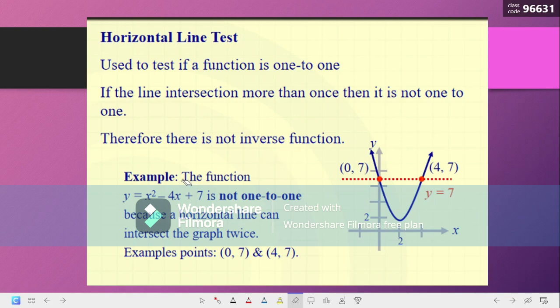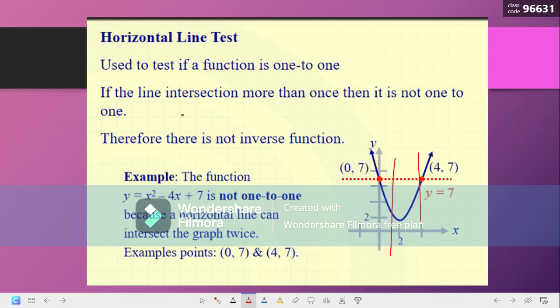Now, consider this example. The function y is equal to x squared minus 4x plus 7. Always remember that y is the same as f of x. It is not one-to-one because a horizontal line can intersect the graph twice. As you've noticed, this is a parabola, so this is a function. The graph is a function because if we draw vertical lines here, it will only intersect at one point, right? So this is definitely a function.